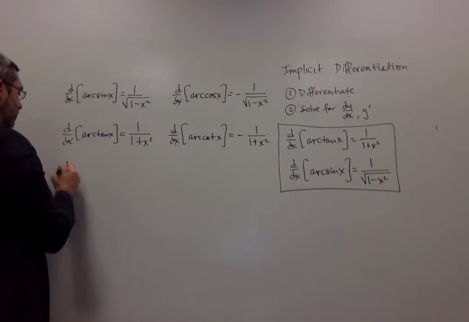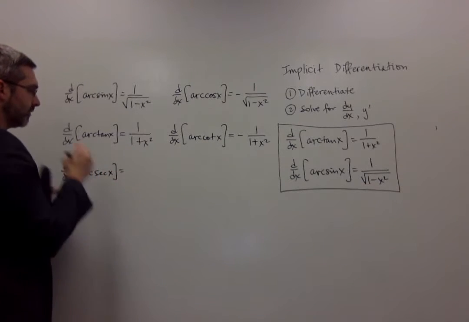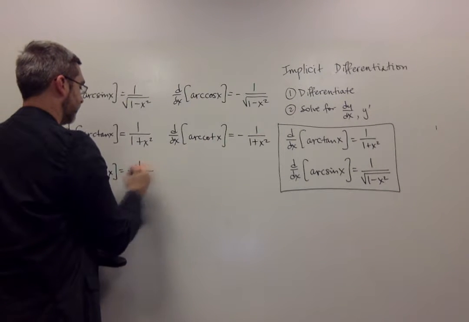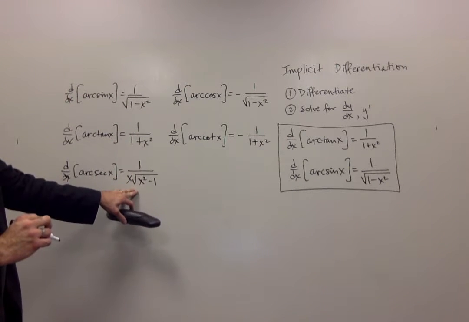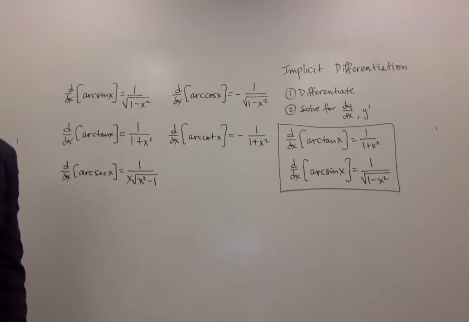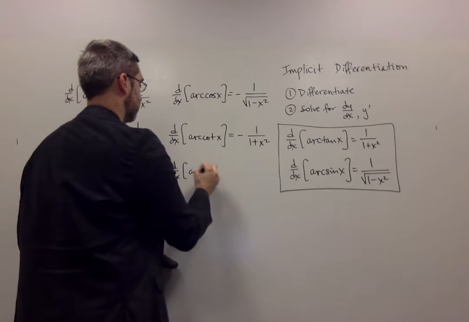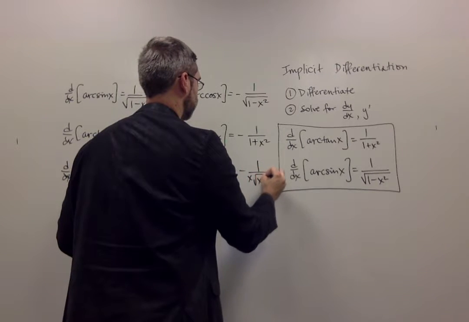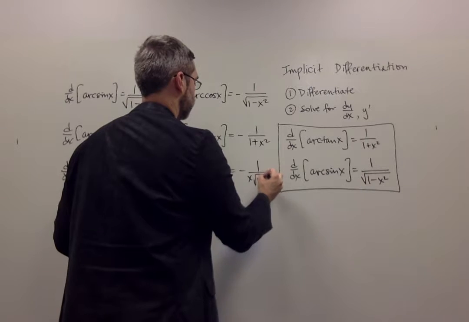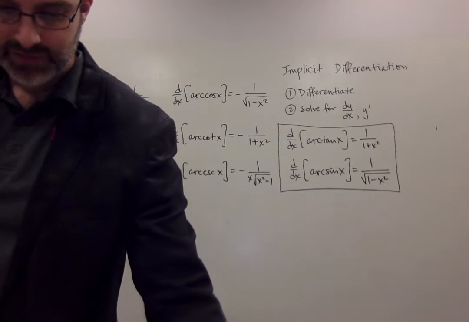Now, arcsecant and arccosecant have some kind of weird definitions, but their derivatives end up being similar to the arcsine function, except the terms are reversed and you actually have an x sitting out front. And the derivative of arccosecant is actually just the negative of that. So x squared minus 1. So that's just kind of for free, interesting stuff for you.